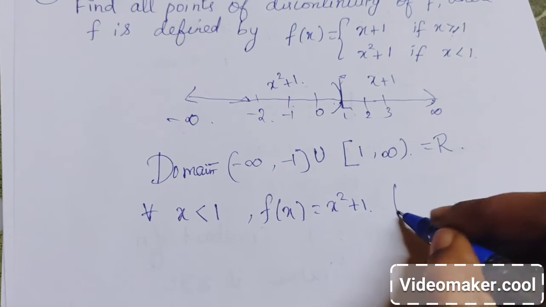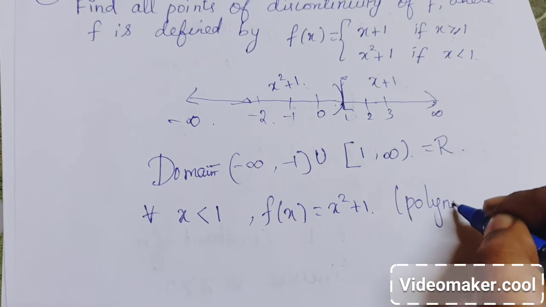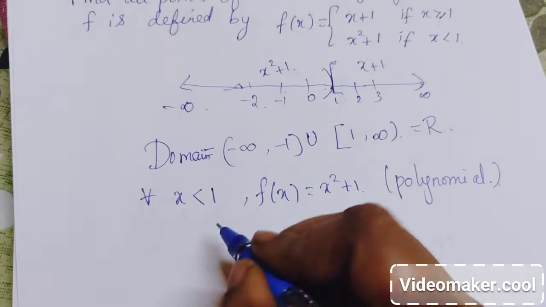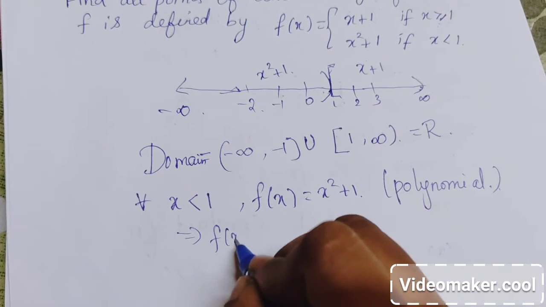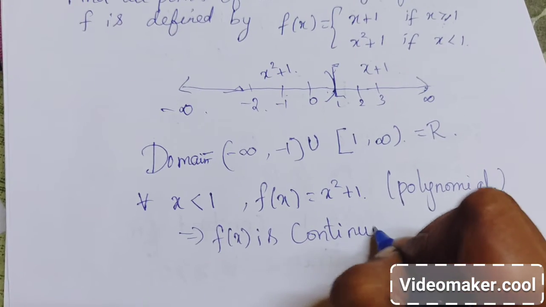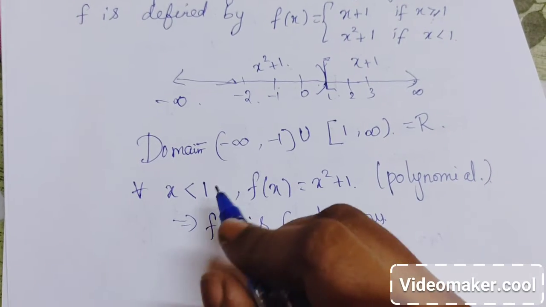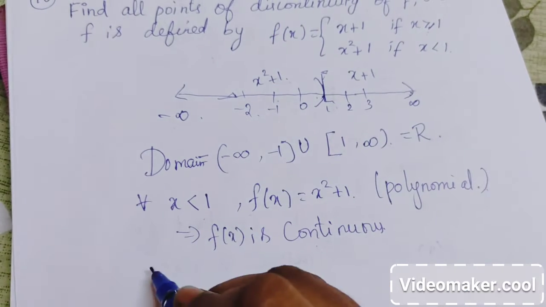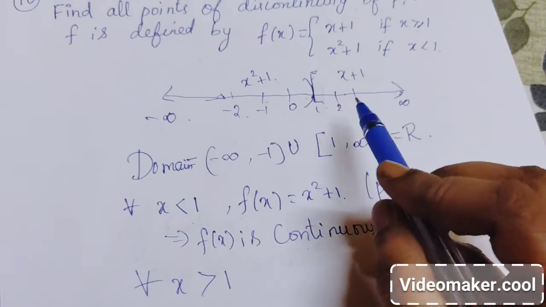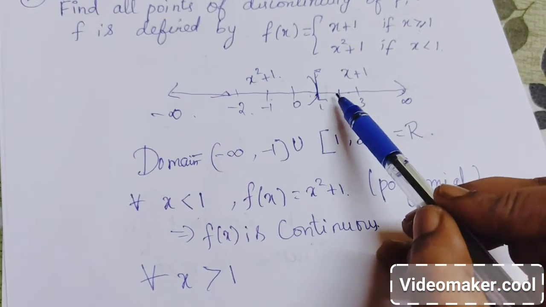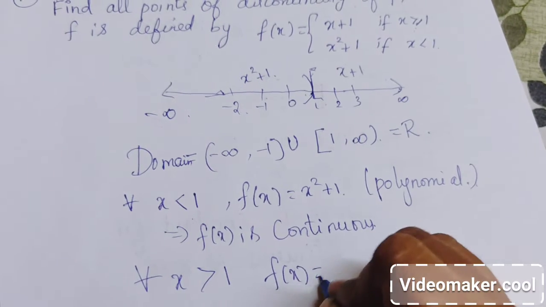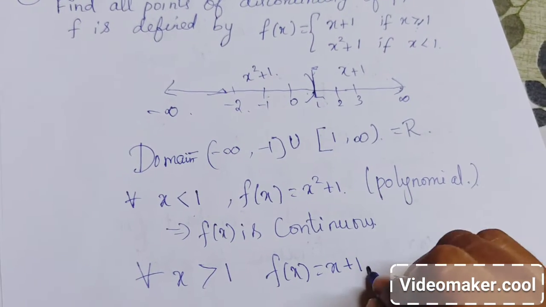For all x less than 1, f of x is x square plus 1. It's a polynomial, and we know polynomial functions are continuous, which implies f of x is continuous for all x less than 1. And consider for all x greater than 1. When the values of x are greater than 1, in such cases the function will be x plus 1. So again it's a polynomial.